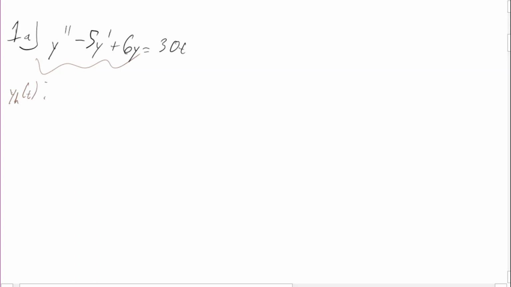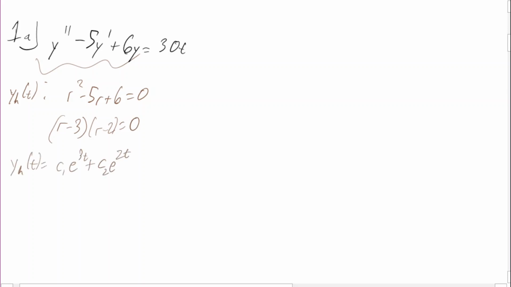So now let's look at an example. For this first example, let's take y'' - 5y' + 6y = 30t. First we solve the homogeneous equation, and we get that the general solution to the homogeneous part is c1 e^(3t) + c2 e^(2t). Now we want to guess what our particular solution is. And it's a good idea to guess something that looks like our g(t), so it looks like 30t.